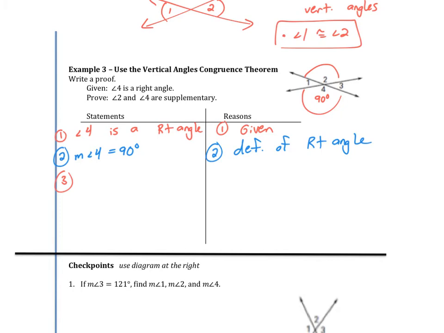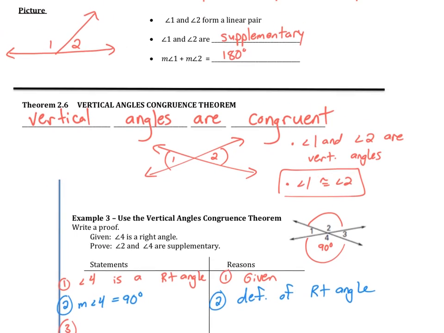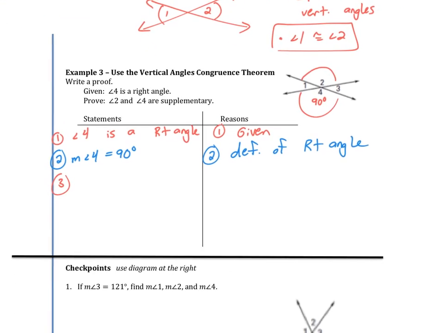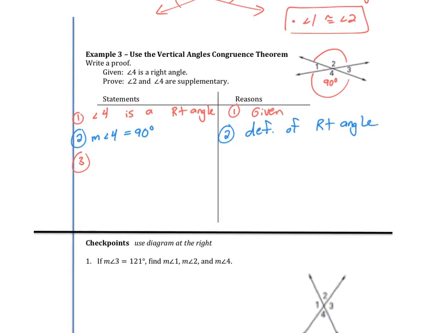If you're thinking vertical angles, you are correct. So angle 4 and angle 2 are vertical angles because we can look at the picture and see that. So if angle 4 is 90, we're going to try to show that angle 2 and angle 4 are supplementary. Based on the theorem above, vertical angles are congruent. That's what we know. So if angle 4 is 90, then the measure of angle 2 is also equal to 90 degrees.